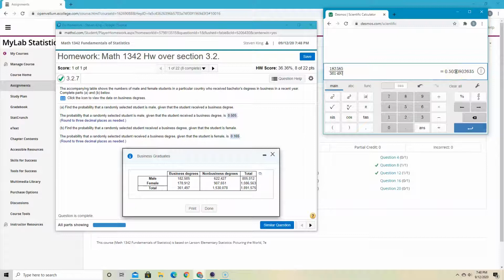0.505, and now they want us to round it to 3 decimal places, so we're going to look after the decimal point, 1, 2, 3 digits. Look at the next one, it's a 0, so that means we keep the 5 and we don't go up to 6, so 0.505. And there it is.